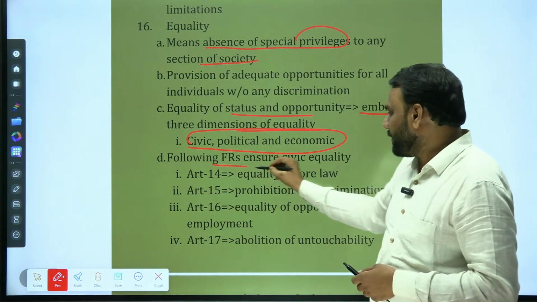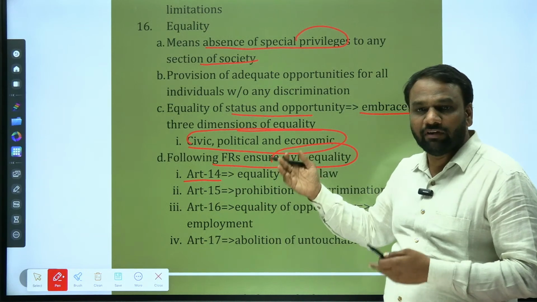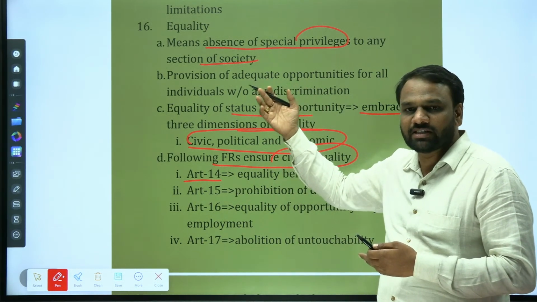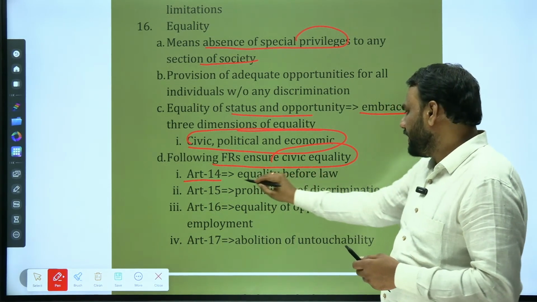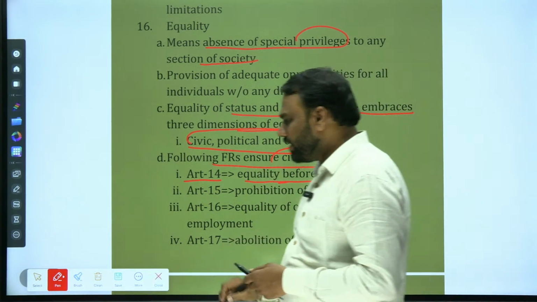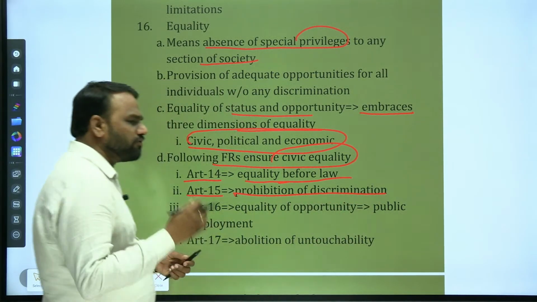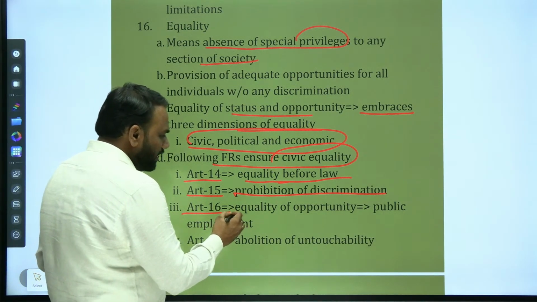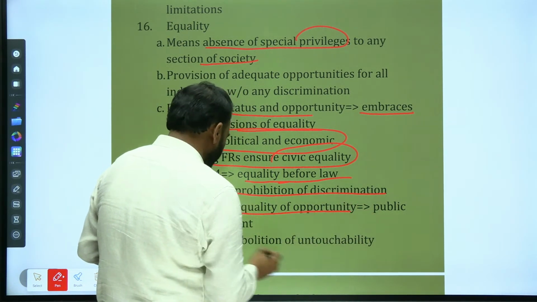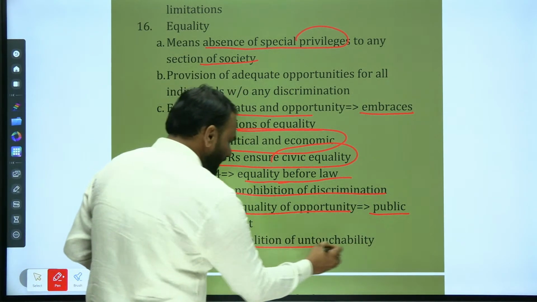The following fundamental rights ensure civic equality. Article 14: in detail we will be discussing it when we start discussing fundamental rights, but at a superficial level, Article 14 speaks about equality before law. Similarly, Article 15 speaks about prohibition of discrimination on grounds of race, religion, caste, sex, or place of birth. Next, Article 16 speaks about equality of opportunity in matters of public employment. Article 17 speaks about abolition of untouchability.